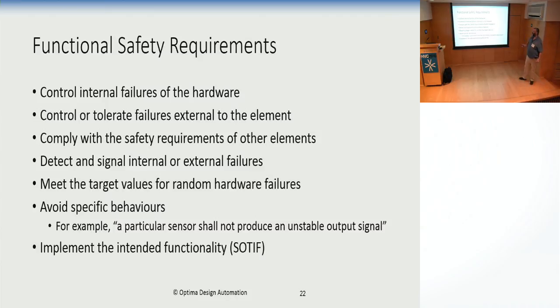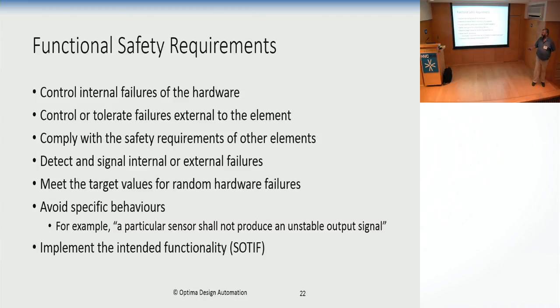You need to control the internal failures of the hardware, but also failures external to the hardware. Maybe some of your inputs are corrupted. What will happen then? You need to comply with safety requirements of other elements. They depend on you. They require that you behave in a certain way. How are you ensuring that? How are you detecting the signals for failures? How are you meeting the target values I mentioned before for the random hardware failures?